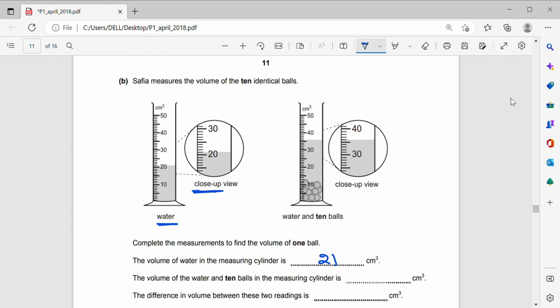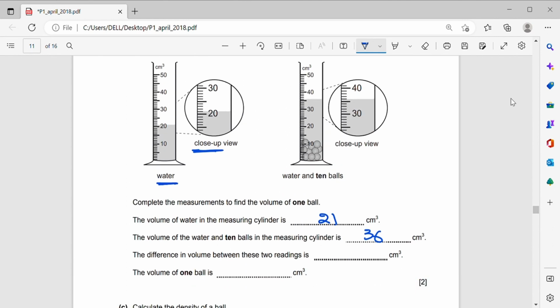The volume of water and the 10 balls in the measuring cylinder is what? This is 30, this is 35, this is 36. The difference in volume between these two readings, so 36 minus 21, is 15 cubic centimeters. So what's the volume of one ball? Take care. This is the volume of the 10 balls. I need here the volume of only one. So 15 divided by 10 is 1.5 cubic centimeters.